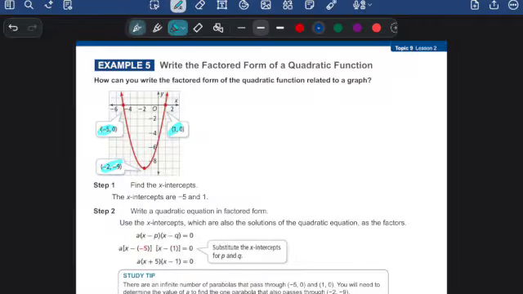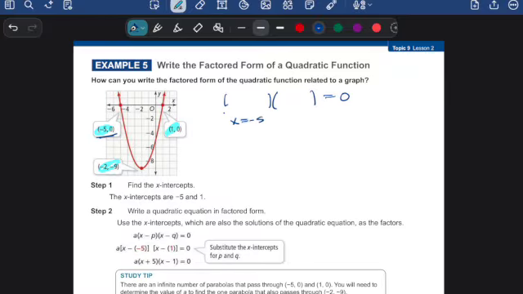So I know if it's set up in factored form, I'm going to have two binomials equal to 0. And how do I get x equals negative 5?